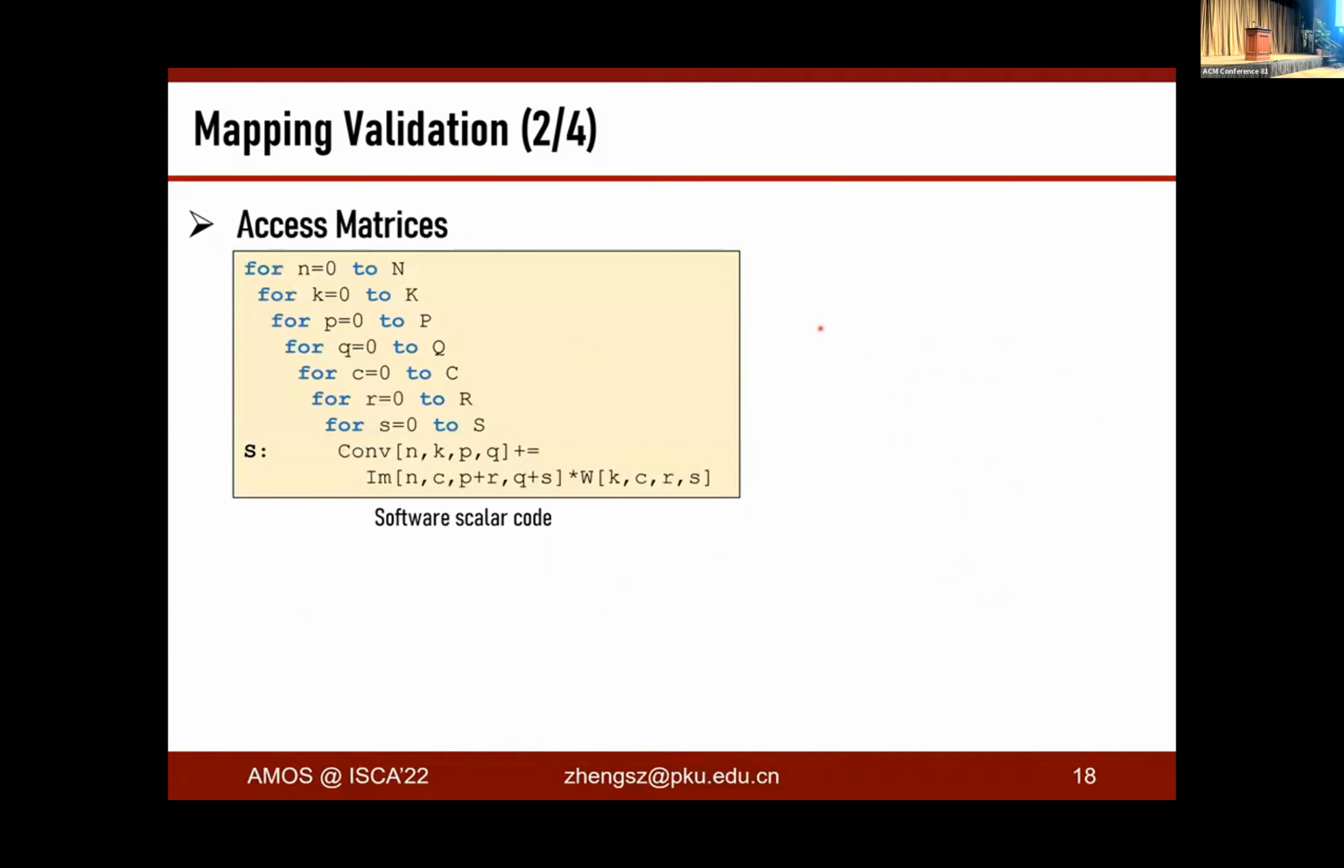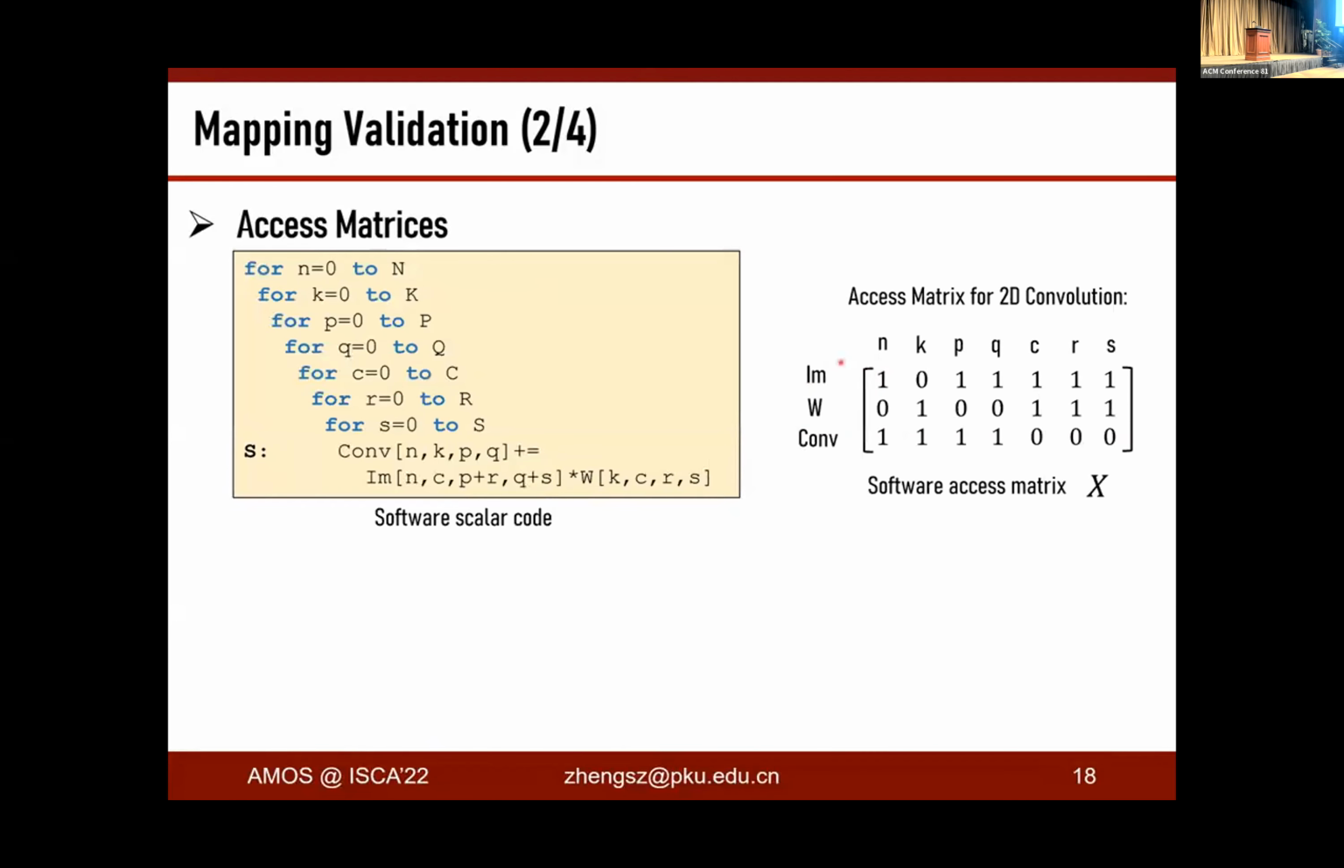To capture all the invalid mappings, we need first to capture the memory access patterns of our input program. For clarity, we use a blue matrix to represent the memory access details. For example, in the 2D convolution program, there are 3 tensors and 7 iterations. So we can use a 3x7 matrix to indicate which iteration visits which tensor. The value 1 at row I and column J means that the iteration of column J is used to access the tensor at row I. We denote this blue matrix as a software access matrix.